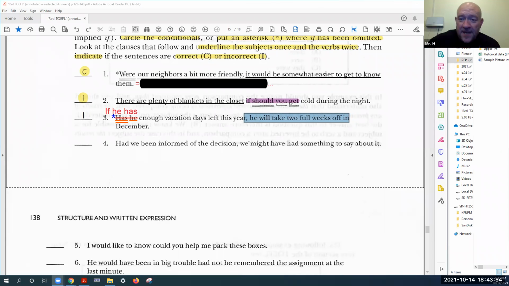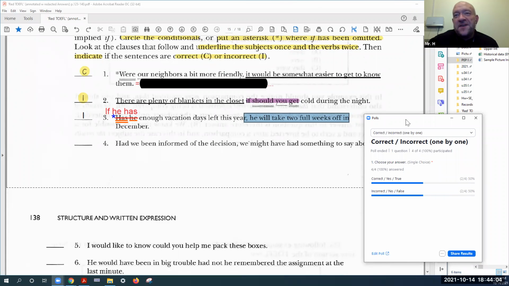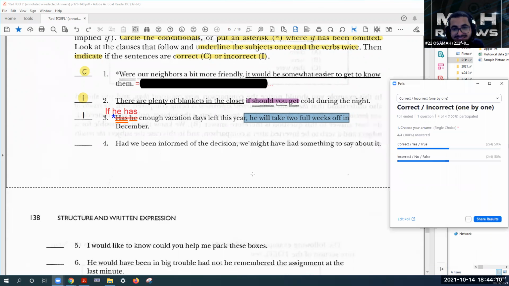Ten seconds, guys. 5, 4. We are 50-50. Two people said it's correct. Did you say it's correct, Osama? Yes, I said. All right, then I'll let you explain this one.